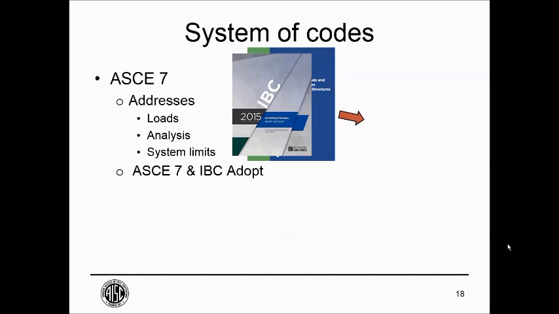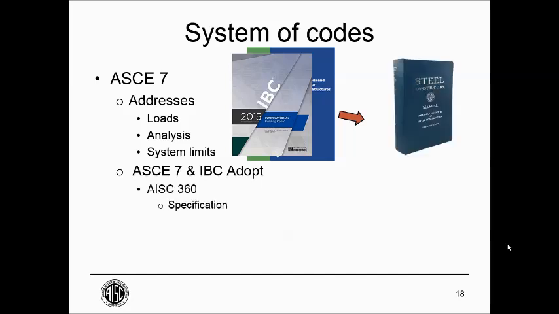ASCE 7 and the IBC both adopt the material standards. So if you want to be very strict about it, the IBC adopts ASCE 7 not including where ASCE 7 adopts the material standard. So Chapter 14 of ASCE 7 adopts the steel specification, ACI 318, etc. The IBC doesn't adopt Chapter 14 of ASCE 7, but goes ahead and adopts the AISC specification and ACI 318, etc. So it comes really to the same thing.